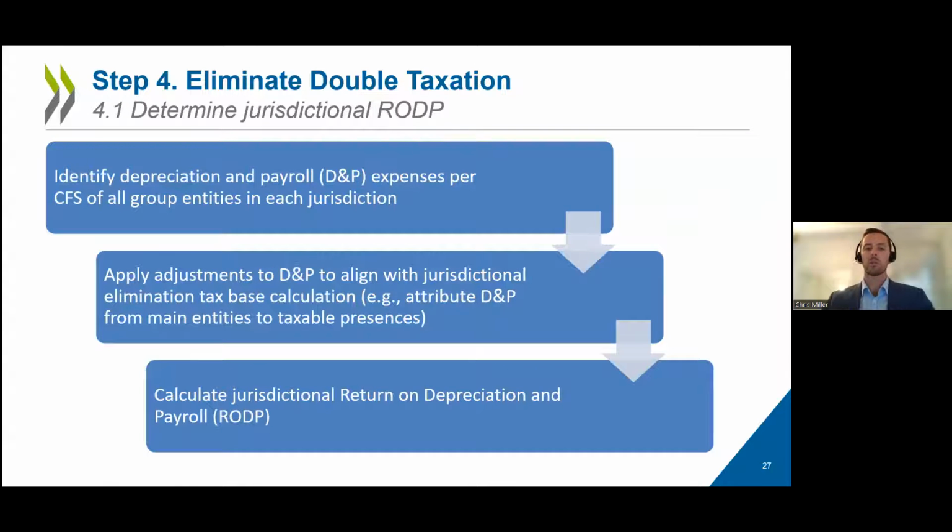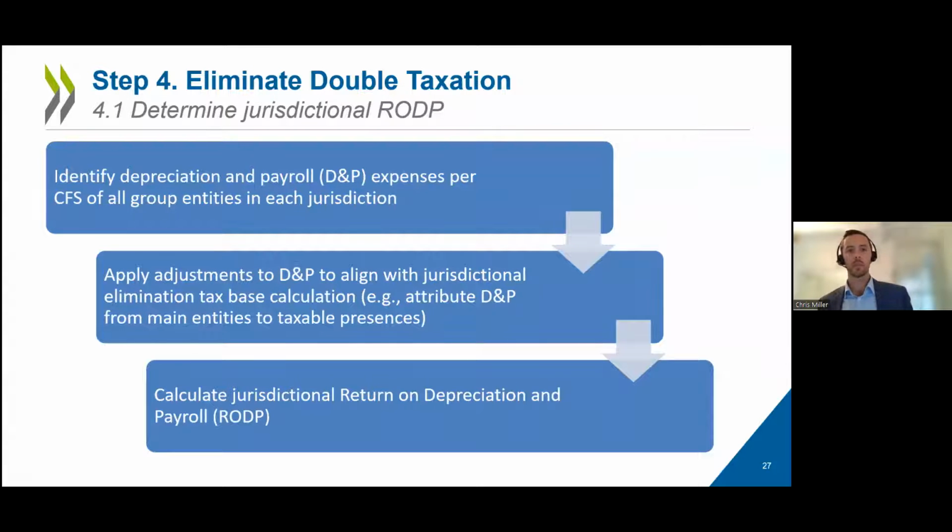And for that purpose, we need to identify the relevant profitability ratio, and that is defined as the RODP, otherwise the return on depreciation and payroll. We use an RODP metric on the basis that D&P, depreciation and payroll expenses, are considered to be the best proxy for economic substance in a given jurisdiction. And so therefore our RODP measure is essentially measuring profit relative to economic substance.